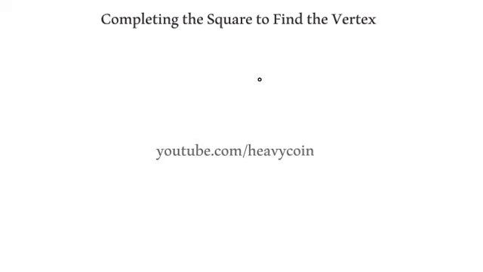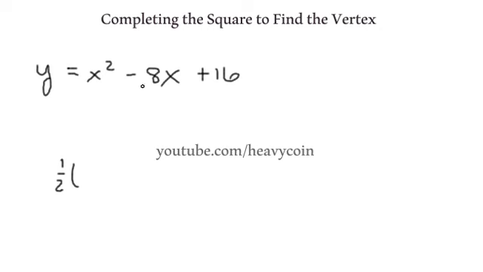Let's do some more of these. What if we had y is equal to x squared minus 8x plus 16? Alright, so I'm going to take a half times this negative 8, the whole thing squared. We've got to get that number. Half of negative 8 is 4.